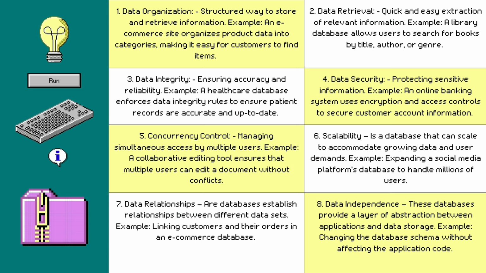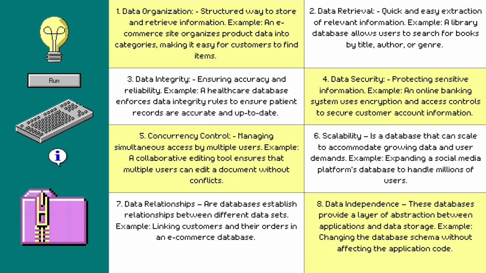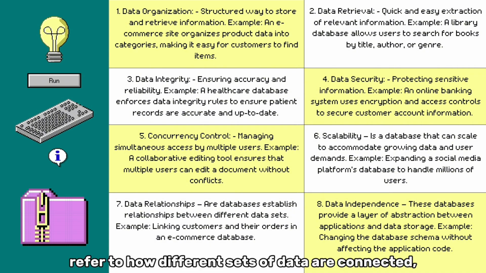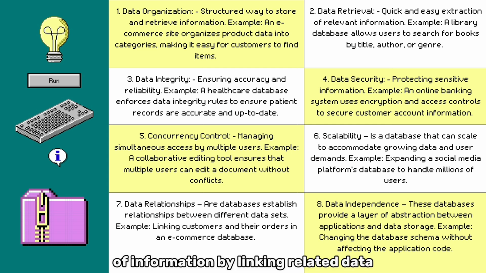Seven, data relationships. Databases establish relationships between different data sets. Example, linking customers and their orders in an e-commerce database. Trivia: a relational database uses primary and foreign keys to create relationships. Data relationships in databases refer to how different sets of data are connected, allowing for better organization and retrieval of information by linking related data across multiple tables.